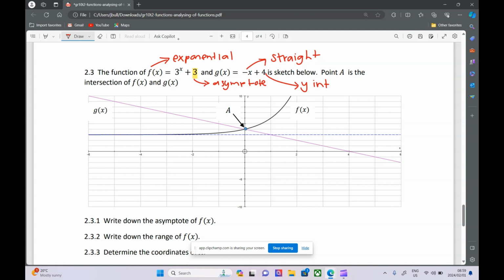We can see the straight line graph and the exponential function intersect at the y-intercept. So let's fill in. Our asymptote here, this line, the asymptote is 3. And then the straight line graph intersects the y-axis at 4, so that would be at the point (0, 4). Okay, let's get into some of these questions.